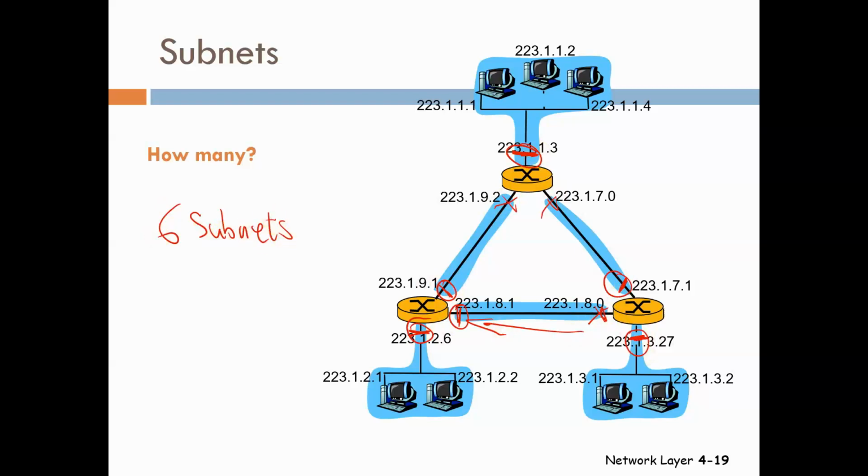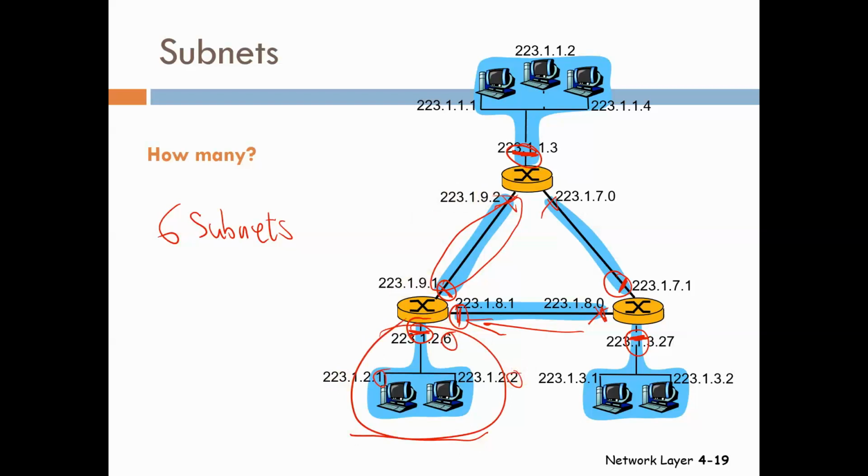And if you take a look at the IP address, you will find that in each subnet, the network address is common. If you take, for example, this subnet, the network address is 223.1.9. And then with the other interface, this is 223.1.9.1, and this one is 223.1.9.2. Okay, if you take the subnet here, this one, you have 223.1.2 as the network address, and then the interface is either 1, 2, or 6. This is the interface ID.